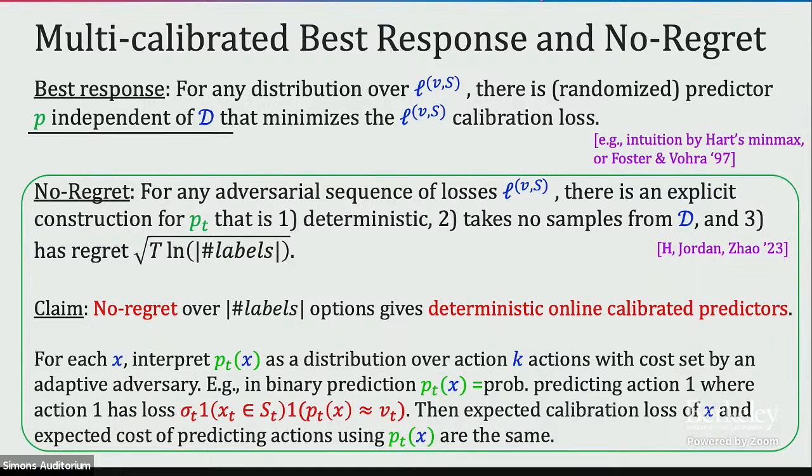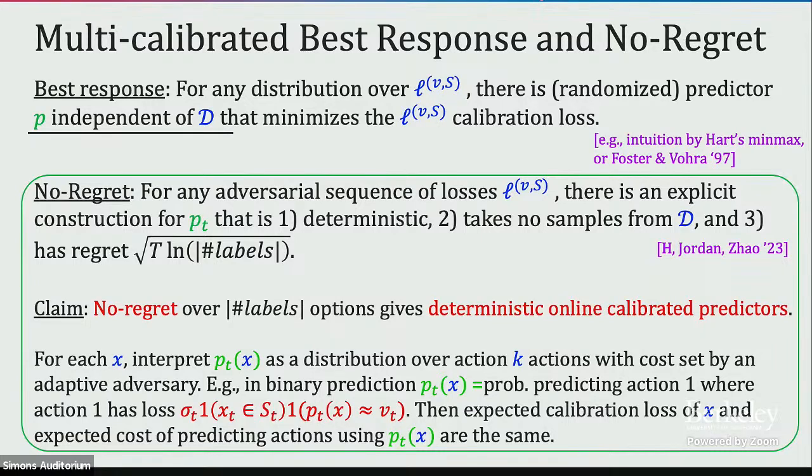Okay, so what this means is that it's as if PT itself, a no regret algorithm, is putting a distribution over K things. Each of these actions has a very particular form of loss. For example, in binary prediction, if I think about PT as the probability of predicting action 1 versus action 0, then the prediction loss is going to be the calibration loss the way I defined it, for whatever VT, ST and sigma T the adversary picked. The adversary is picking these losses.